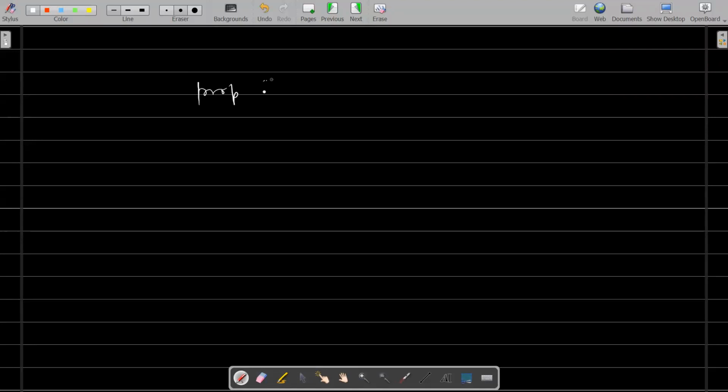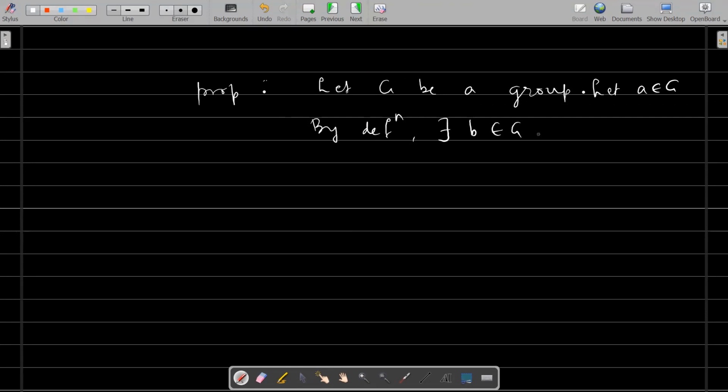So another proposition. Let G be a group. Let A belong to G. So by definition, there exists some B belonging to G such that A star B is identity and B star A is also identity. So we call that element B as inverse of A. So to prove that inverse is unique.